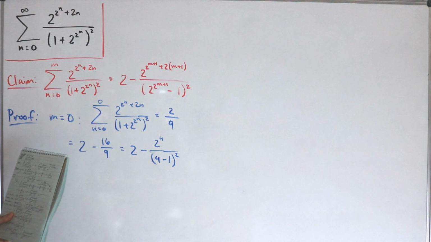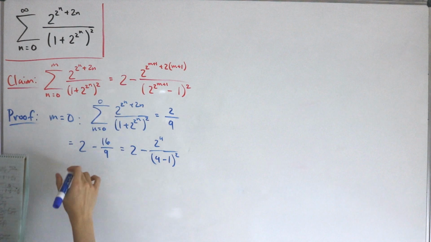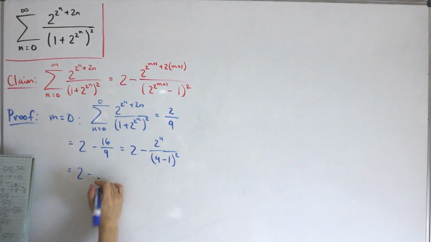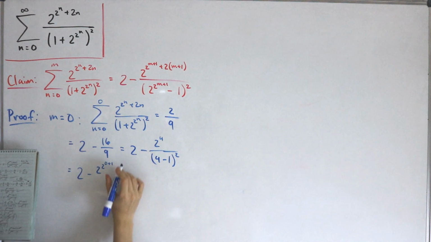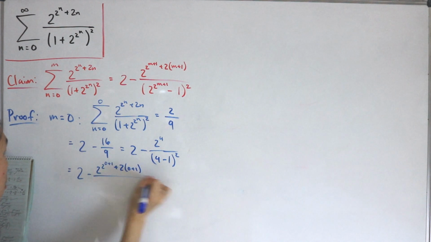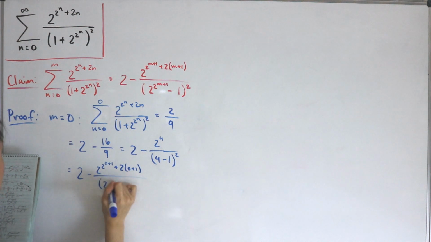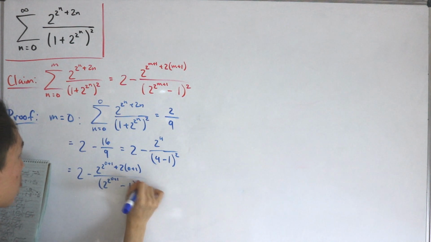Okay, so with this in mind, let's notice that if you play around a whole lot, you'll get the following: 2, and then subtract 2 to the power 2 to the power 0 plus 1, then plus 2 times 0 plus 1, all this being divided by 2 to the power 2 to the power 0 plus 1, and then subtract 1, quantity square.